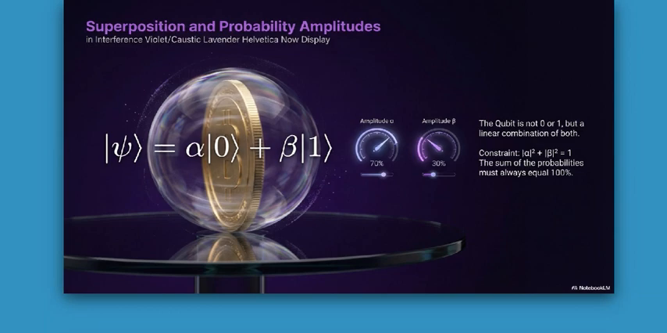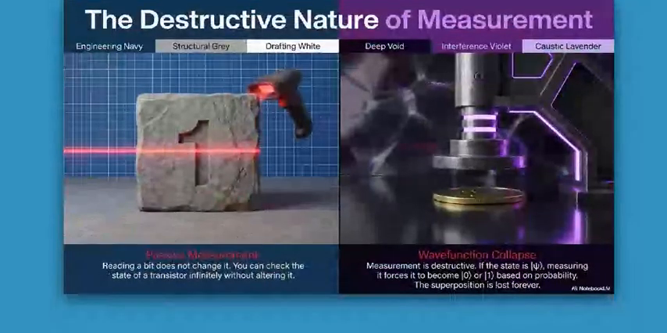They represent the probability amplitudes. And there's a strict rule here, a constraint. The presentation says the sum of the probabilities must always equal 1, or 100%. Right. You have a probability budget of exactly 100%. So you can split it up however you want. 50-50, 70-30, or 99-1. But you absolutely cannot have 110%. The system is always fully accounted for.